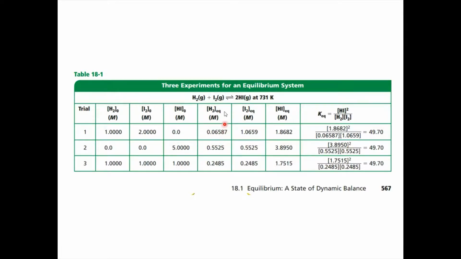0.06587 for H2 in the first experiment, 1.0659 moles per liter of I2, and 1.8682 moles per liter of HI. All these were the first experiment. The second experiment had 0.5525 for H2, 0.5525 for I2, and 3.8950 for HI. And the third one had 0.2485 concentration of H2, 0.2485 concentration of I2, and 1.7518 concentration of HI.